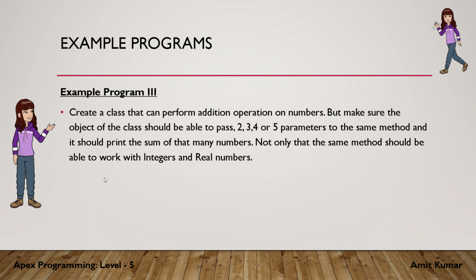We need to perform addition only, but there are two things we need to make sure of. The method name should not change, and the same method can accept either 2, 3, 4 or 5 parameters, and the same method should work equally for integers and real numbers. So this is where we are going to implement polymorphism. We are going to have the same method with different parameters, and these parameters can vary according to the number of parameters and type of parameters. So let me show how we will create that program.